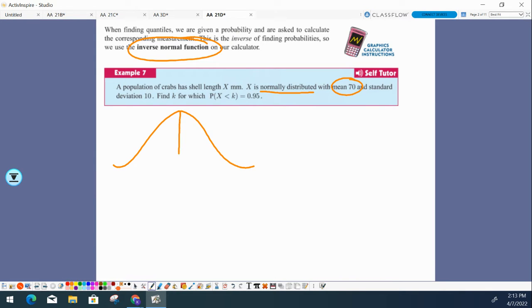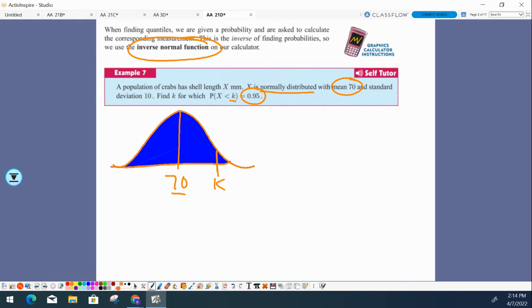Because let's think about this. There's mean 70. So if 70 is our mean, our standard deviation is 10. We don't need to go through all of that. But where would the k value lie if I'm talking about x being 95% of my probability? If I want to have a 95% probability, it's got to be way over here. So it's going to have to be more than 70 in order for my k value to be correct.